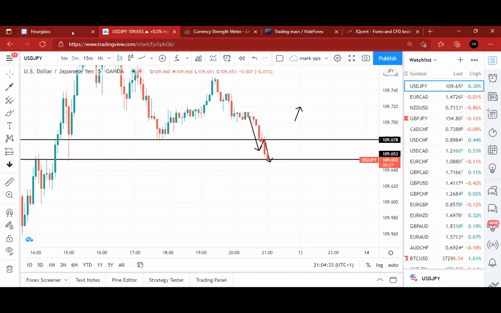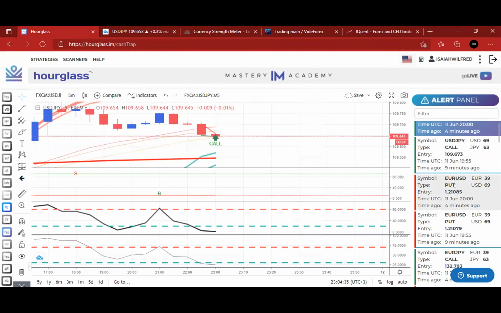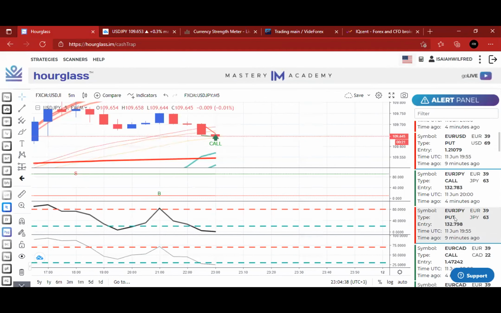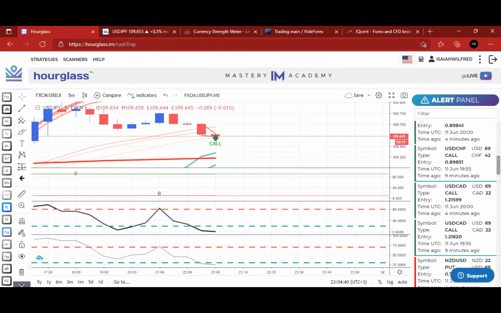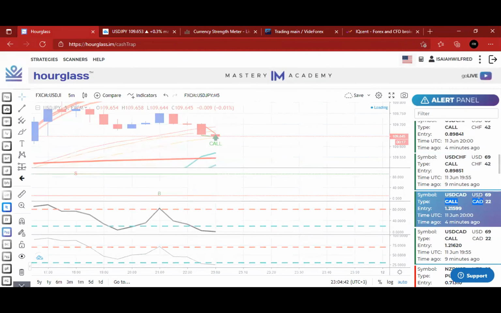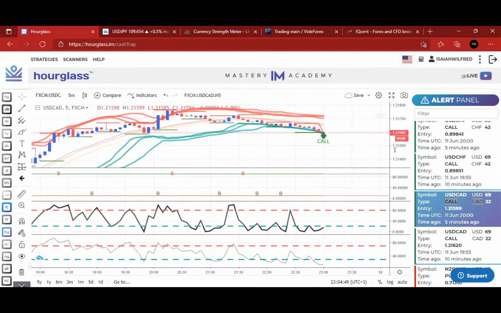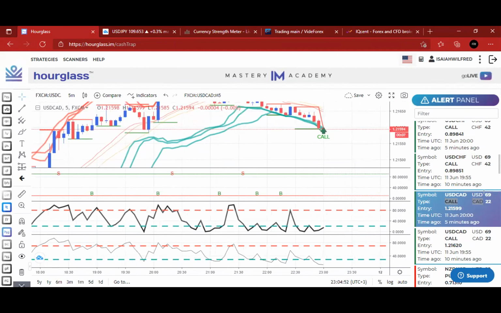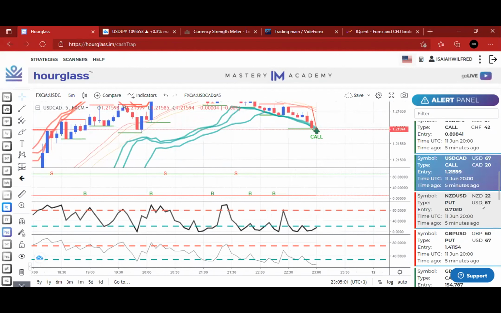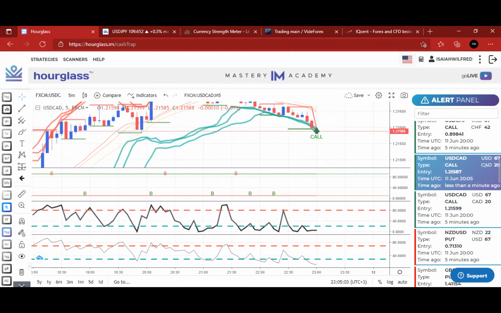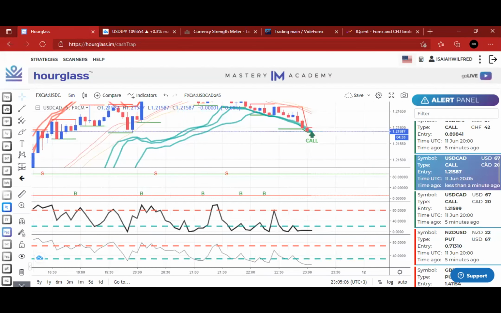So let's actually see. I think Inem said USD card was good for a buy also. Let me see if I can find it. Okay, so this one, amazing. This one is perfect. So currency strength meter says what? 69, then 22. So we know that we are supposed to take this one for a buy. USD card is 67 and 20. We are supposed to take it for a buy.